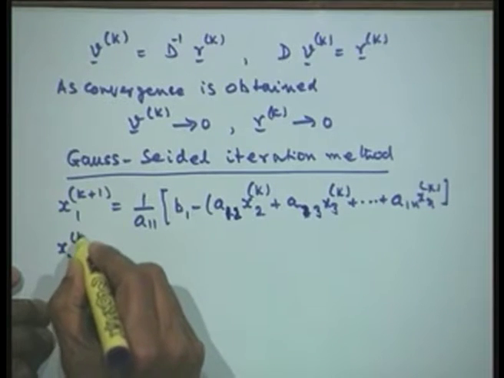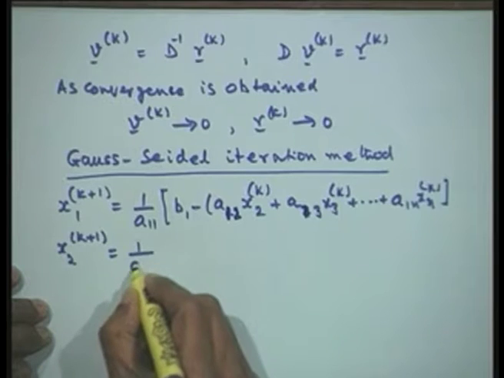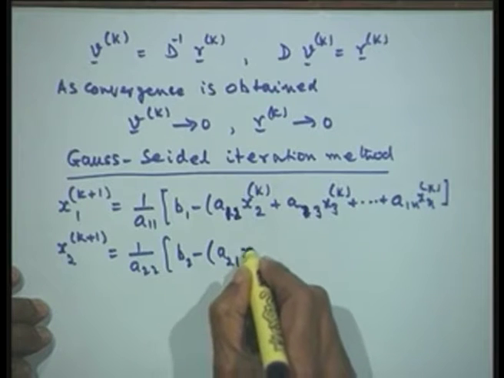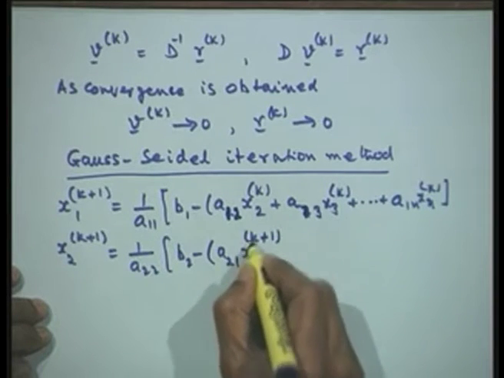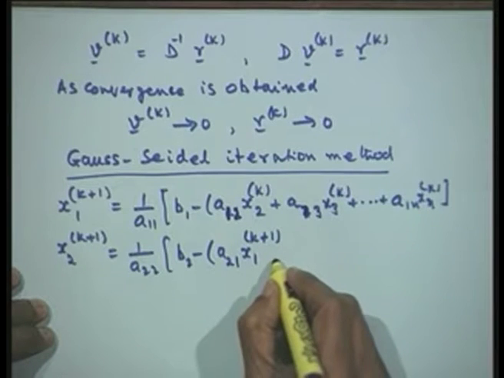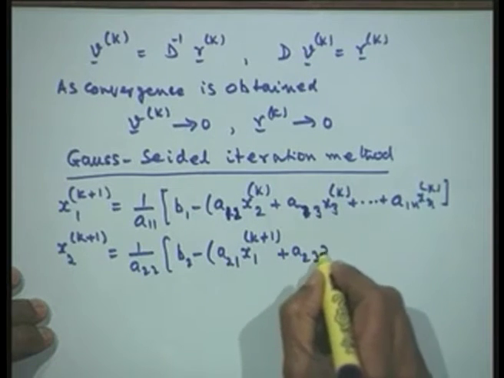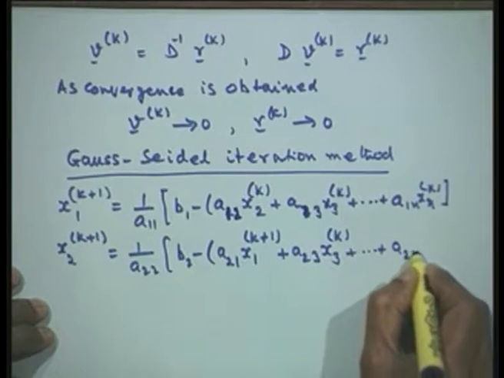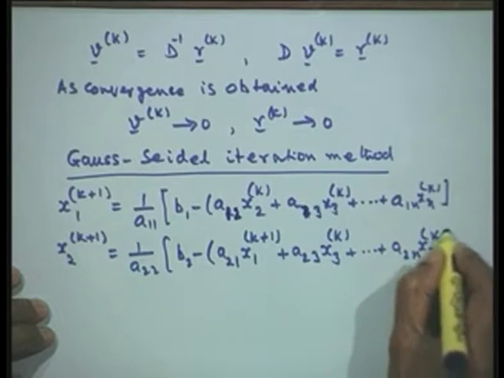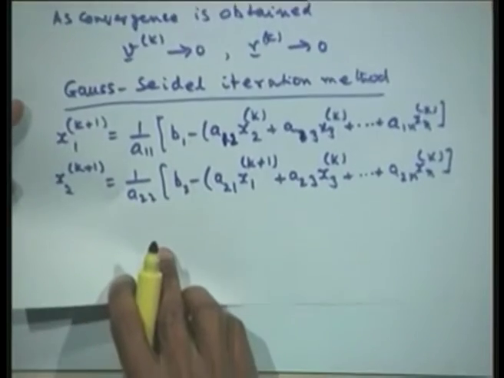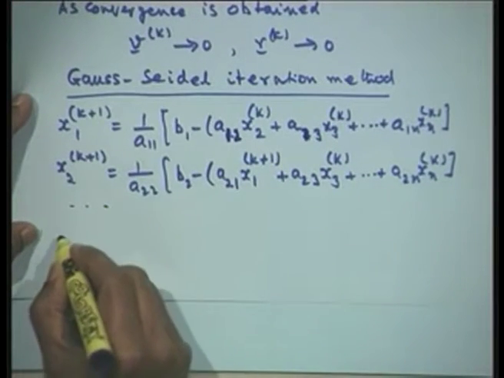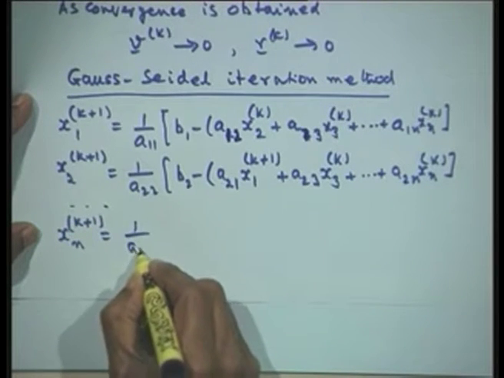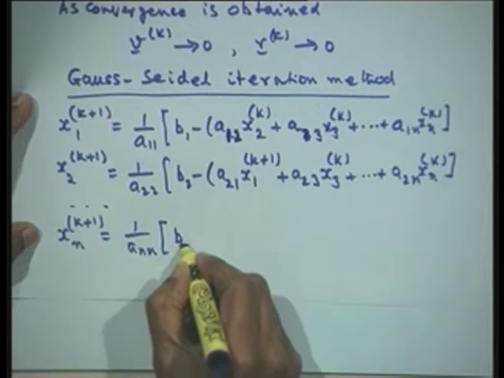Now, we write x 2 k plus 1 as 1 upon a 2 2 times b 2. Now, I have x 1 k plus 1 available to me, therefore, I will now use that current estimate of x 1 k plus 1 with a 2 1. For a 2 3 I do not have x 3 as yet, so I will use the previous estimate only and write down a 2 n x n k. Like that, finally, x n k plus 1 will be 1 upon a n n times b n.